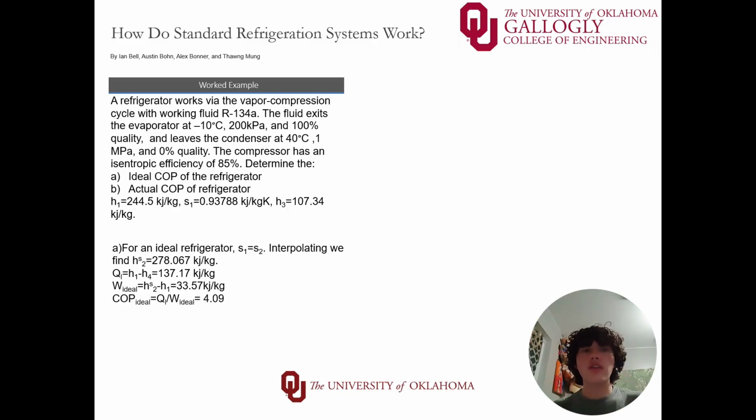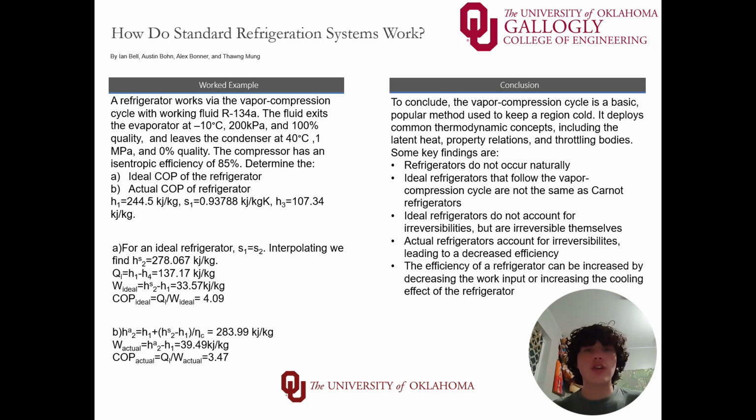We use all of the values that we have now to solve for the coefficient of performance of an ideal refrigerator, which is roughly 4.1. From the equations for isentropic efficiency of a compressor, we solve for the actual enthalpy at state 2. Using this new value, we can find that the actual coefficient of performance for an actual refrigerator following the vapor compression cycle is slightly less than 3.5. This decrease shows us how assuming ideal conditions minimizes the work input required for the refrigerator.